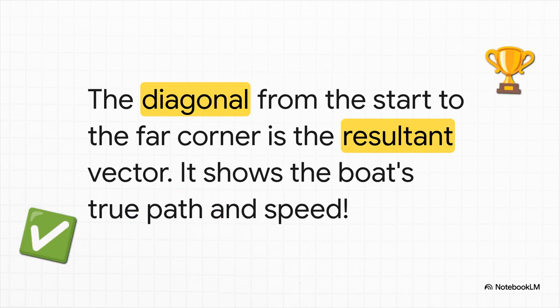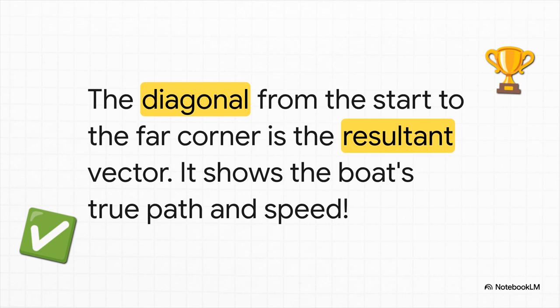And now for the grand finale. We draw the diagonal, right from that starting point to the opposite corner. And this right here, brilliantly shows us the boat's true path. The length of this new arrow tells us the boat's actual speed, and its direction shows us exactly where it's headed, diagonally downstream. That's our resultant vector.